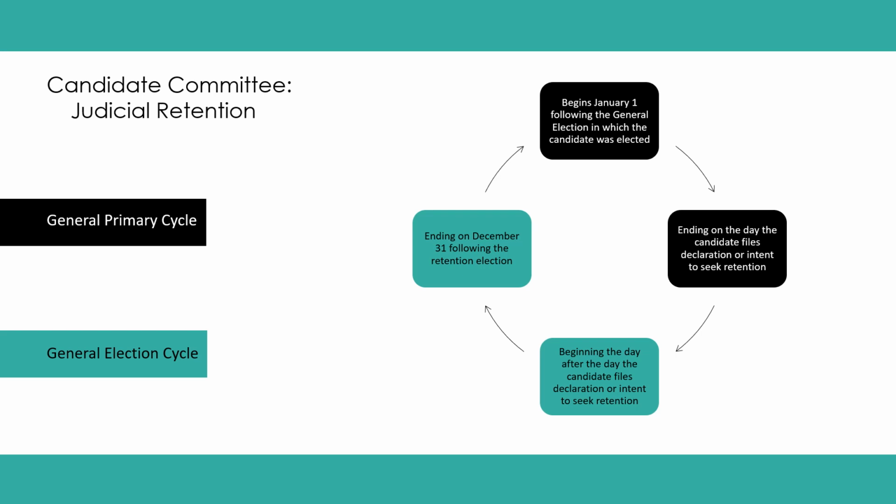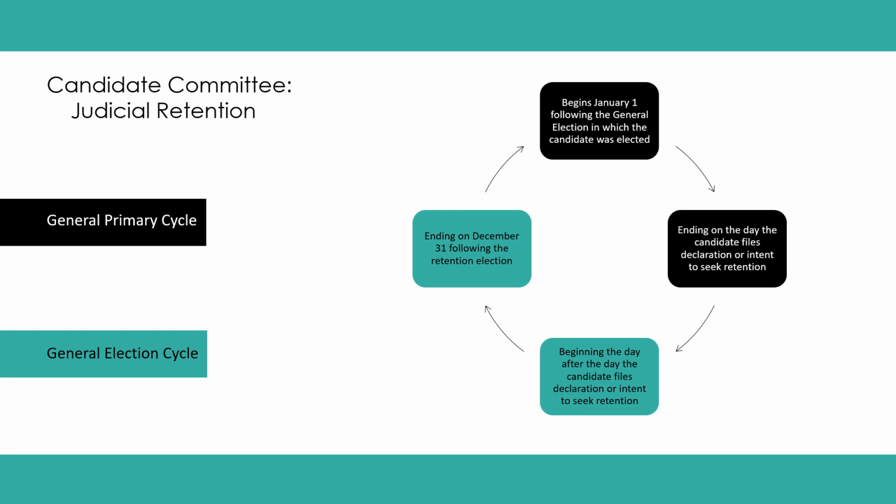Similarly, the election cycles for candidates for judicial retention mostly follow the election cycles for candidates elected in the general election. The only difference is the general primary cycle begins January 1st, following the general election in which the candidate was elected, and ends on the day the candidate files the declaration of intent to seek retention. Immediately following, the general election cycle for judicial retention candidates begins the day after the candidate files the declaration of intent to seek retention, and ends on December 31st following the general election for retention.